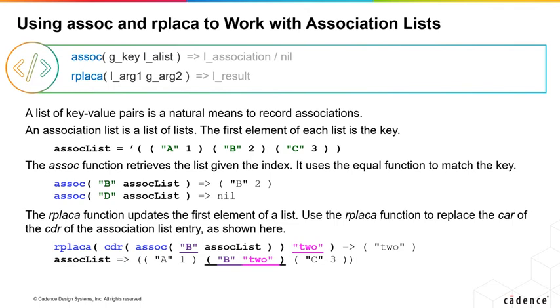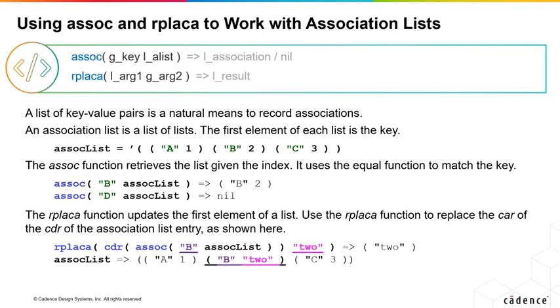Now it's kind of unique in that when it returns it to us, we're actually getting a pointer to that data in the list, not a copy of it, as we typically do with other list functions. You'll also notice if we look up a key that is not in the list, like assoc d assoc list, we get back nil.